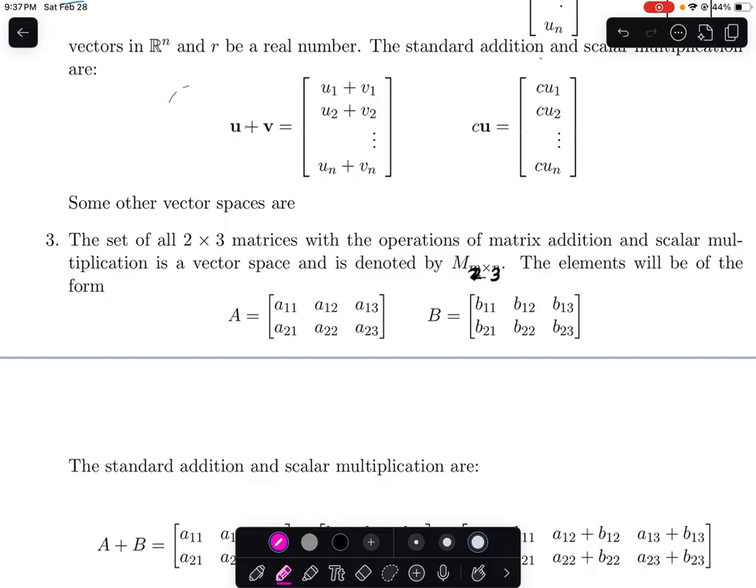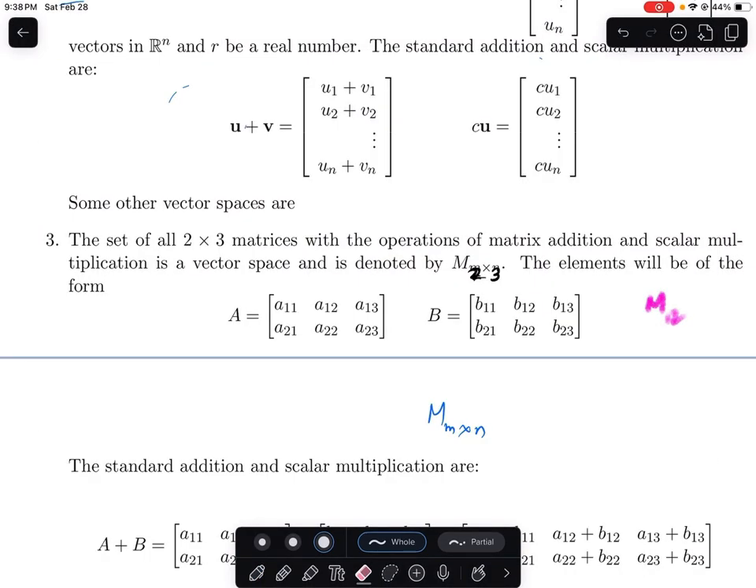So for example, the matrix M1,2 will be 1 row and 2 columns. So all matrices of that size will be a vector space. Actually, in general, any M by N matrix is a vector space. So remember, the matrices in the set will all be of the same order or the same size.